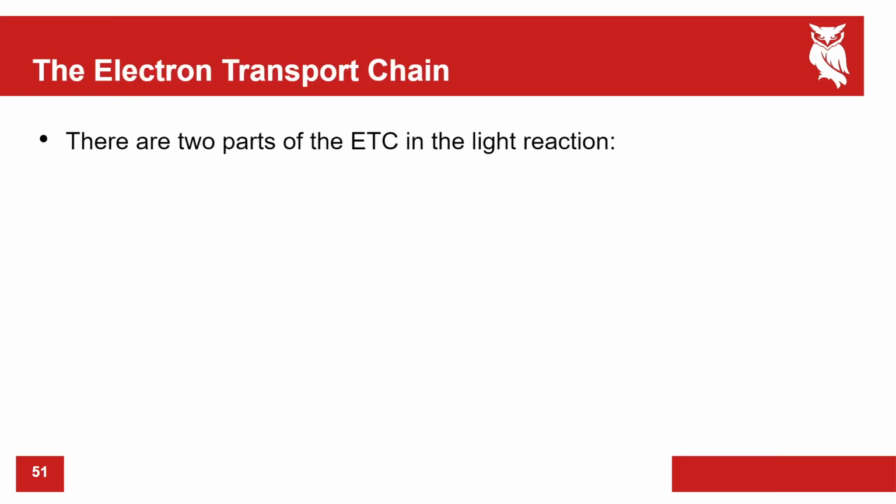Alright, electron transport chain. There are two parts in the light reactions. The first one transports electrons from photosystem 2 to photosystem 1, because photosystem 2 comes first and photosystem 1 comes second.